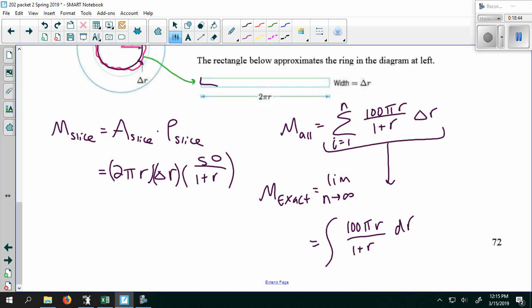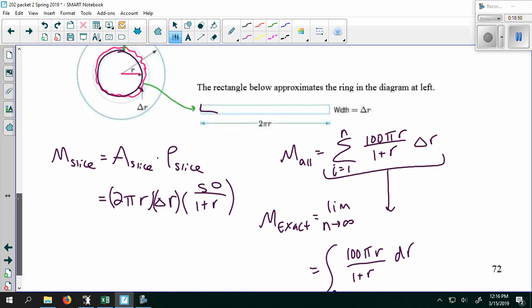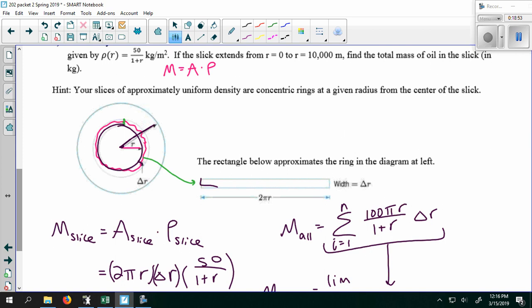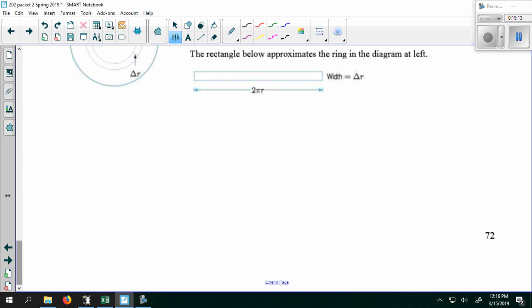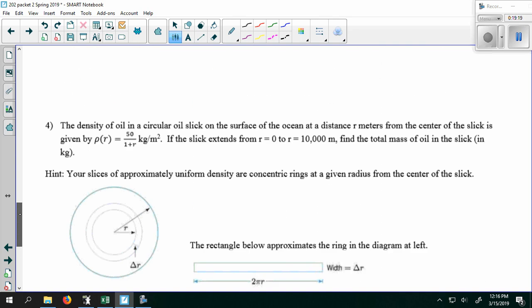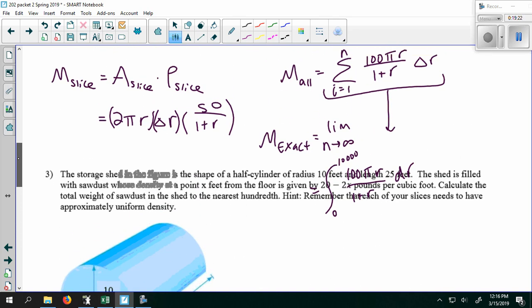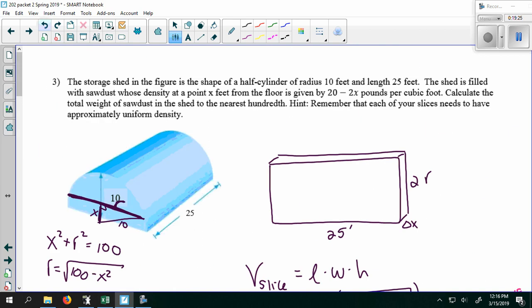And then I'm integrating from 0 to, because that's the center, the smallest r can be is at the center of the circle. And then the outermost, they said we're going to go from 0 to 10,000. So when you put that into your graphing calculator or another piece of technology, we should get approximately there we go.